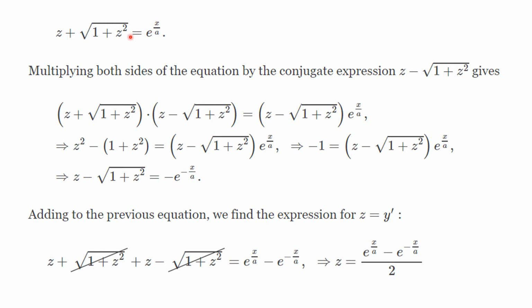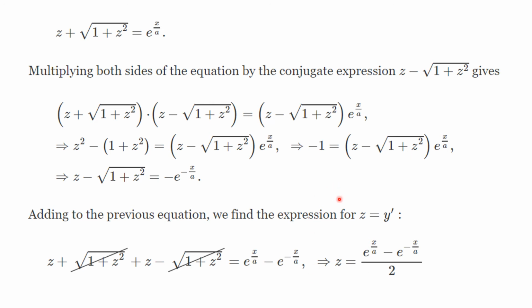Well, you see I combine this one and this one. If I add them, I will get 2z. The square root of 1 plus z squared will drop out, and I will be able to say that z, which is the same thing as y prime, is e to the ax minus e to the minus ax all over 2. And think about this as we go forward in a bit. We're going to call that the hyperbolic sine.